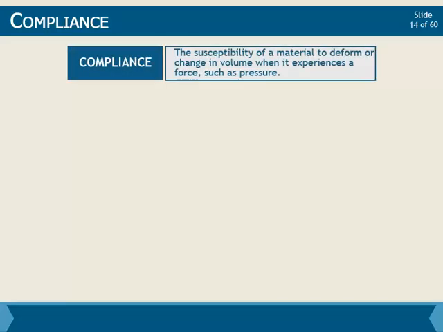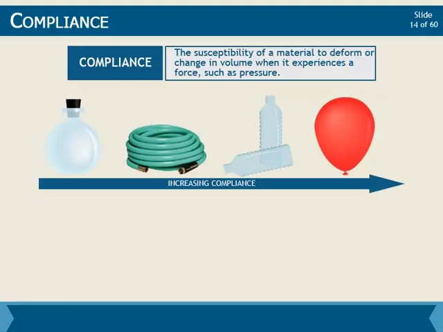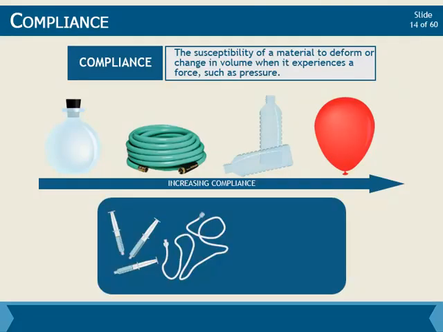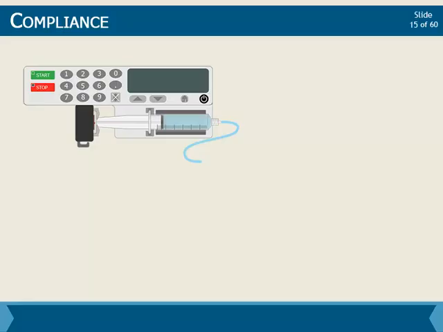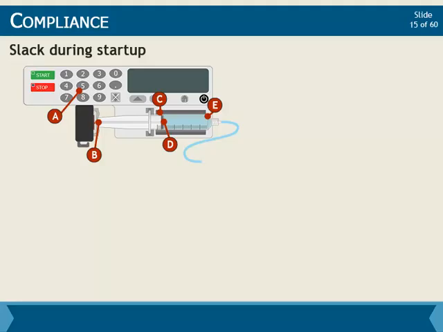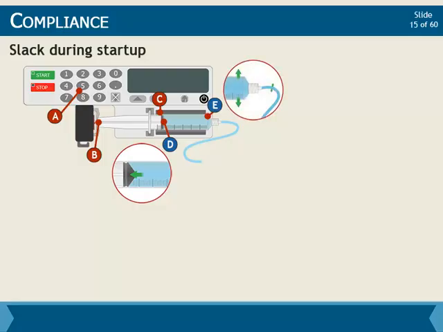Compliance is the susceptibility of a material to deform or change in volume when it experiences a force, such as pressure. Rigid materials such as glass have practically no compliance, while materials such as rubber have a high compliance. Plastic materials, such as syringes and IV tubing, may seem to be quite rigid, but they actually do expand and deform a bit when exposed to the forces and pressure of the syringe pump. Not by name, but we did talk about compliance a bit in the first module when discussing contributors to slack during startup, specifically the elastic nature of the plunger head, syringe, and tubing.